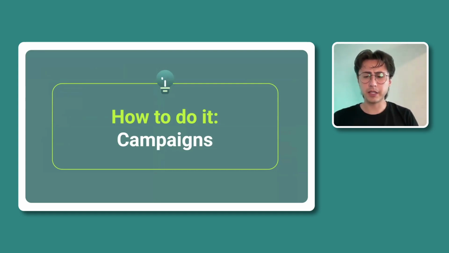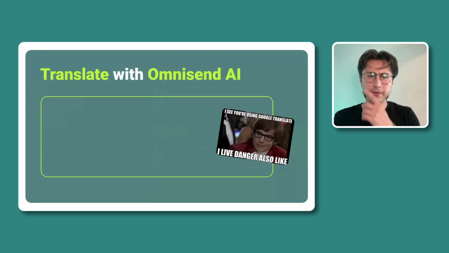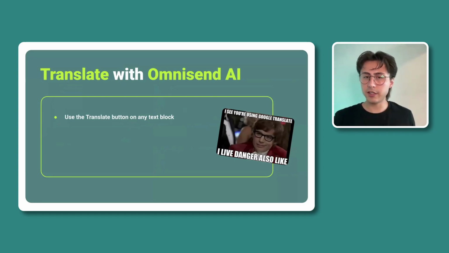Here is where we also speak about some other AI tool that we have now, and that is the translation tool. I think most of you, if you are working closely with Omnisend, probably already saw it and already tried it and used the other AI tools. You can just use the translate button on any text block. You can just select your language, and then of course everything is done automatically.